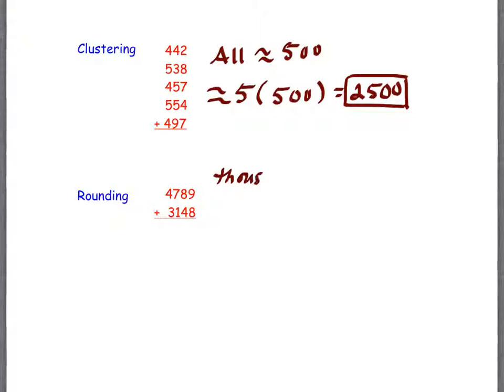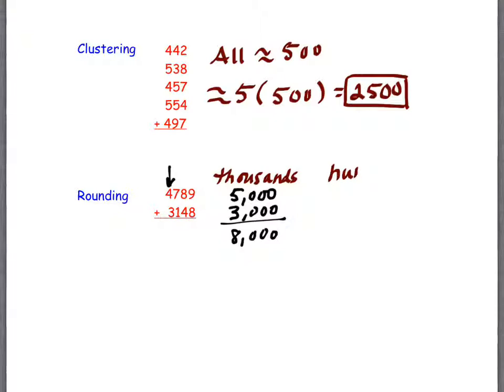Let's say you're rounding to the thousands place. So the thousands would be the first digit here, right? The 4, the 3. So what would 4,789 be rounded to the thousands place? 5,000. And what would 3,148 be? 3,000. And so this adds up to 8,000. So if we're rounding to the thousands place, that's what we get.